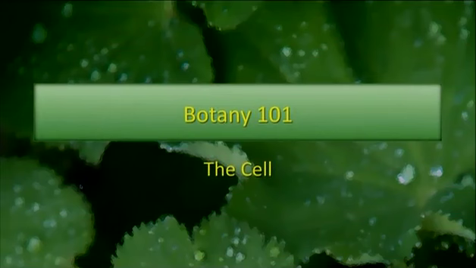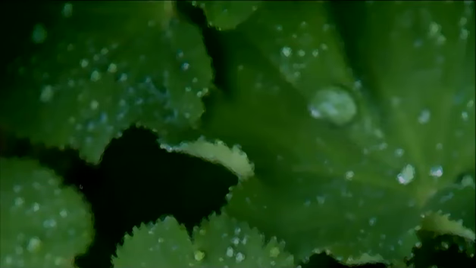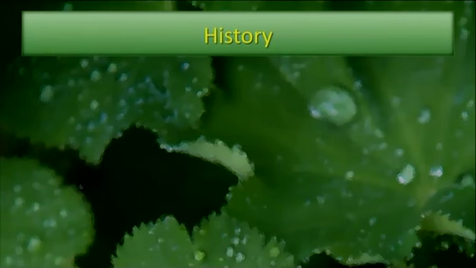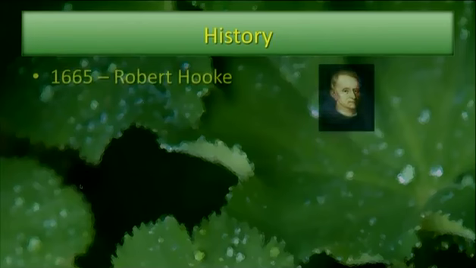Today we're going to do the cell. This is the subject of our lecture. First of all, we're going to go through the history of the cell. In 1665, Robert Hooke, whose image is here on the screen, was the first to actually look at cells. He was so excited, he used what they call a primitive microscope to look at cork, slices of cork bark.